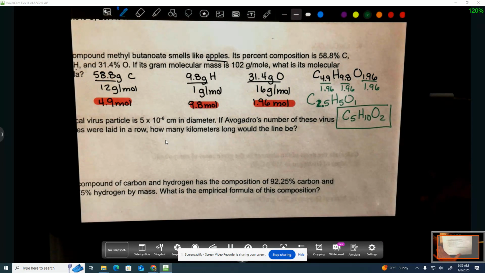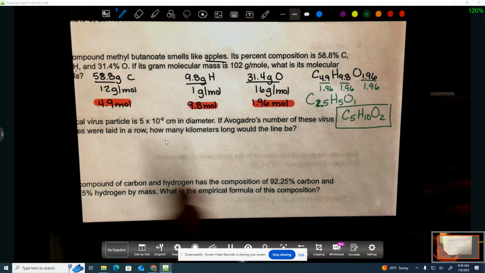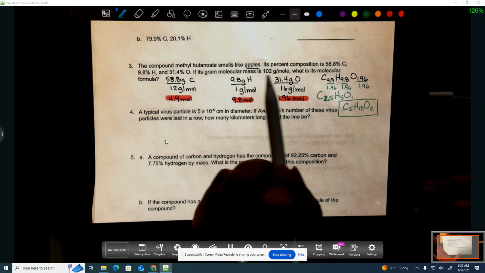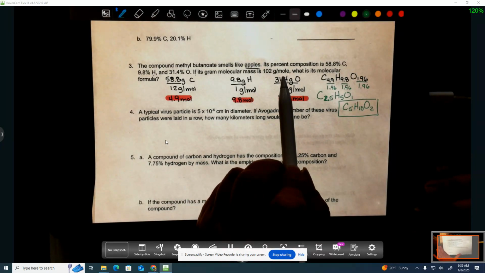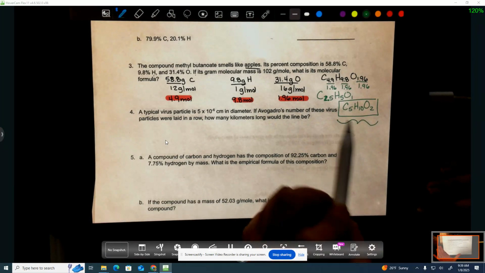Well, yes. So what we did now is we found the empirical formula, correct? Okay. Then it says, if its gram formula mass is 102 grams per mole, what is its molecular formula? And remember, the molecular formula is any multiple of the empirical. So let's find out how much this sucker weighs.